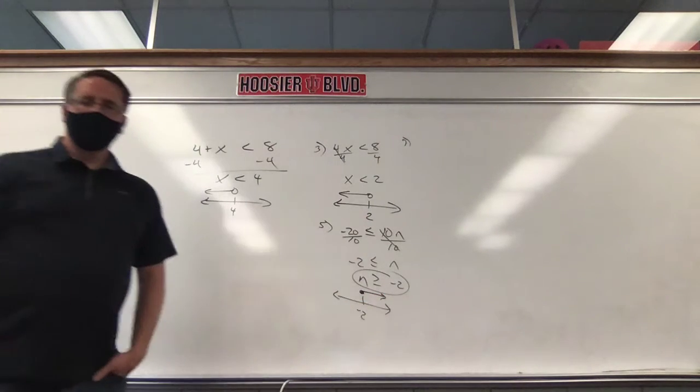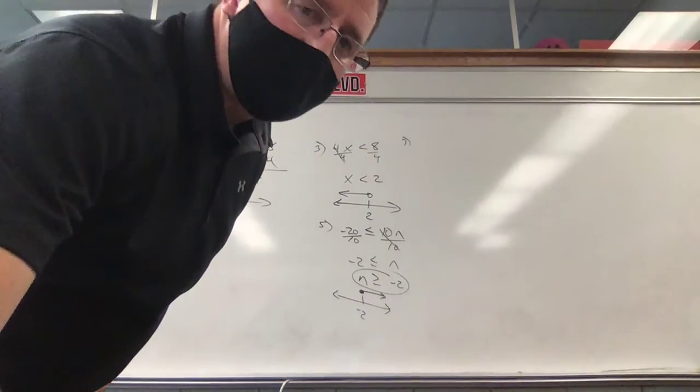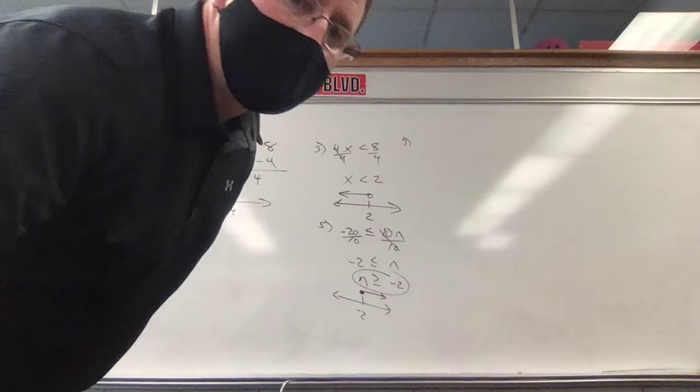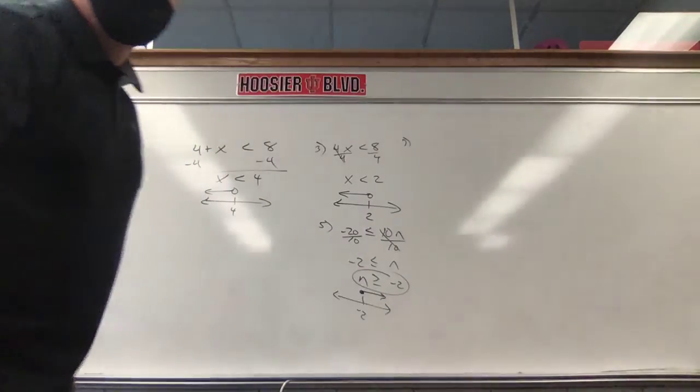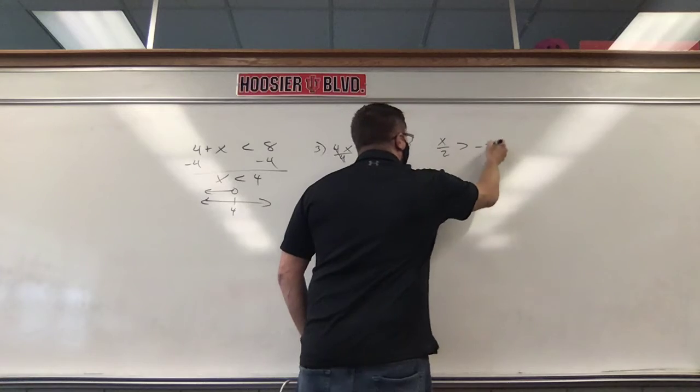Okay? Let's look at number 7. And again, there is one thing we have to talk about. We haven't gotten into it yet. x over 2 is bigger than negative 2.